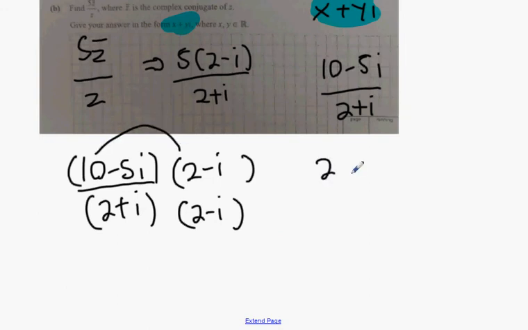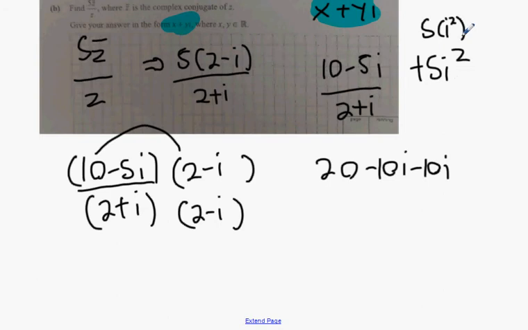10 times 2, 20. 10 times minus i, minus 10i. Minus 5 times 2, another minus 10i. And then minus 5i multiplied by minus i. Anybody? Plus 5i squared. What is 5i squared? It's 5 multiplied by i squared. And what is i squared? Always minus 1. So 5 times minus 1, minus 5. And then all of that is going to get divided by 2 times 2, 4. 2 times minus i, minus 2i.